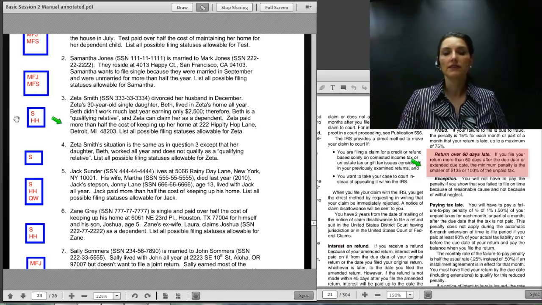Well, since Zetta is divorced, she is single, and that's always a possibility. And because she is maintaining a household in which a qualifying person lived for more than half the year, she is able to claim the head of household status as well.